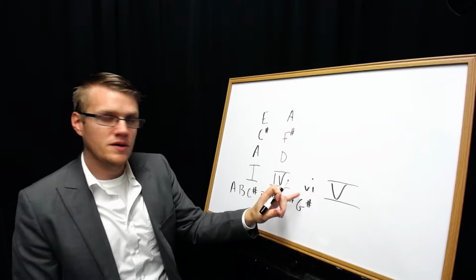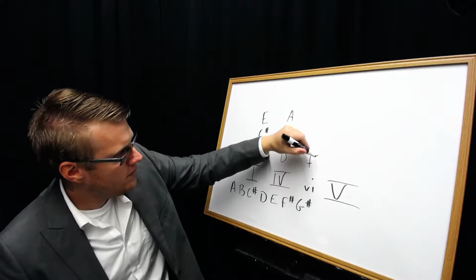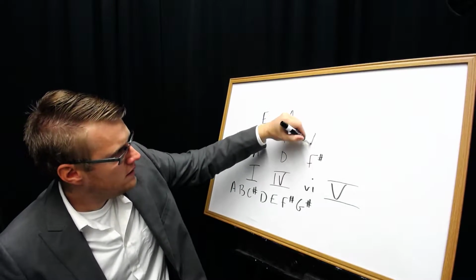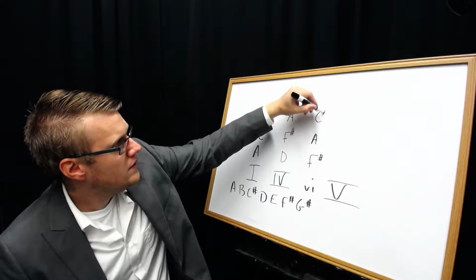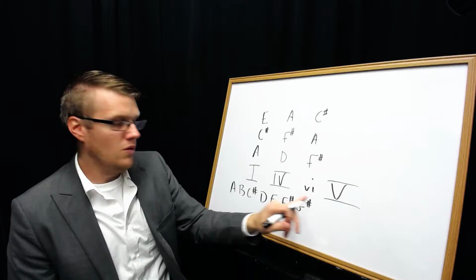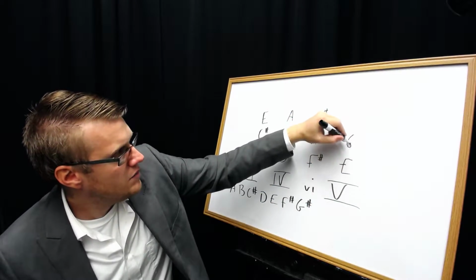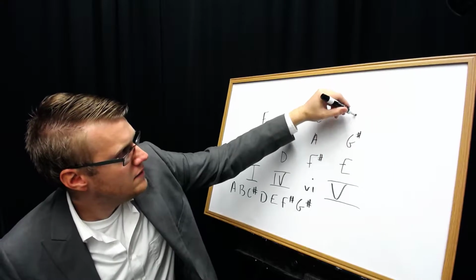The 6th chord is F sharp, the quality is minor. It's F sharp, A, C sharp. The 5 chord is E, the quality is major. It's spelled E, G sharp, B.